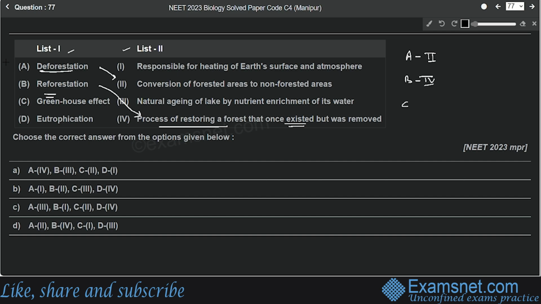Then C, greenhouse effect. So this effect is responsible for heating the earth's surface and atmosphere. So C will be matched with number 1. And D, eutrophication. So it is a natural aging of lake by nutrient enrichment of its water. So D will be matched with number 3. So the correct answer will be option number D.